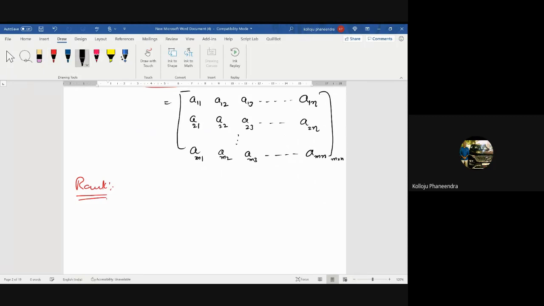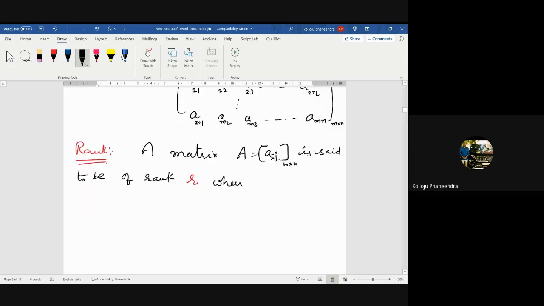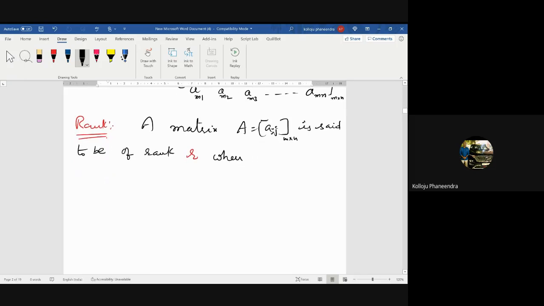See the definition. A matrix A equal to Aij, m by n is said to be of rank R when, see the conditions, R must be less than or equal to m, less than or equal to n. The first condition is, it has at least one non-zero minor.